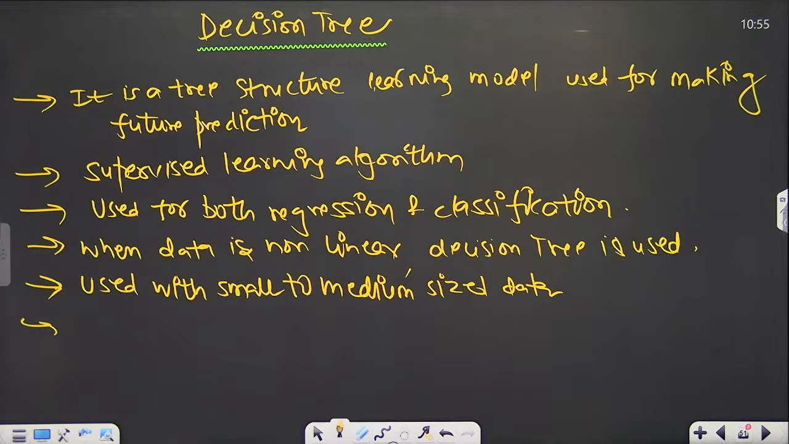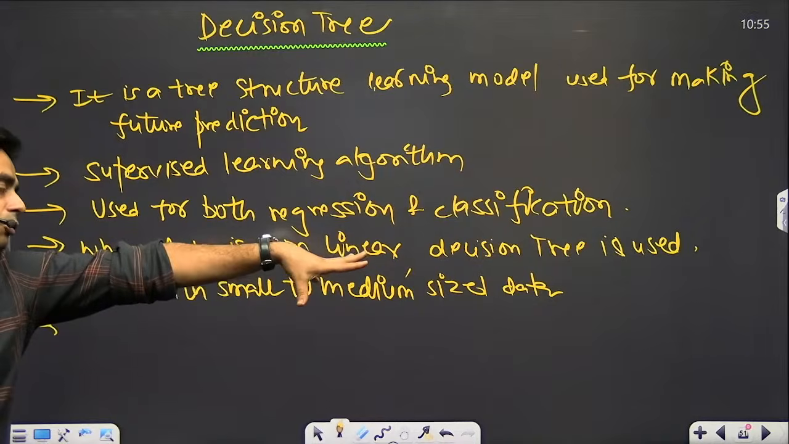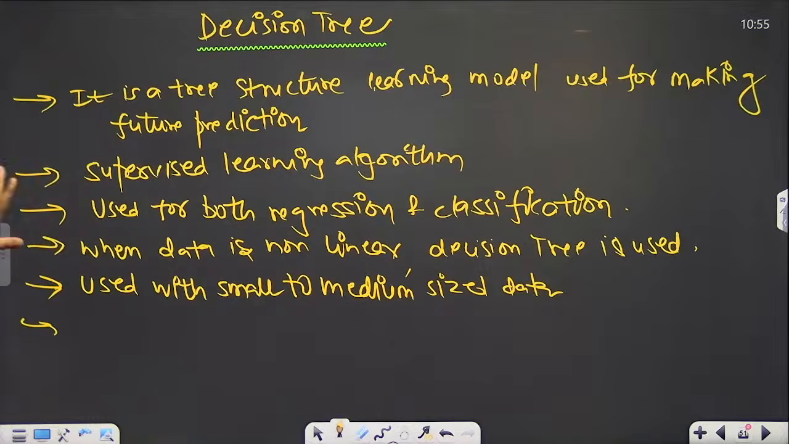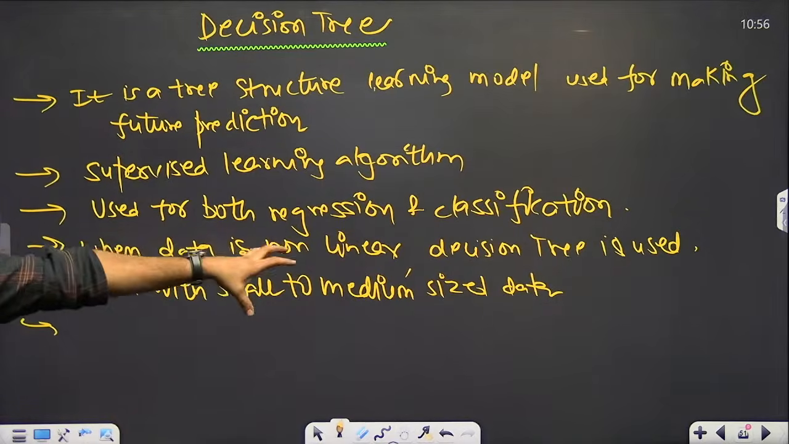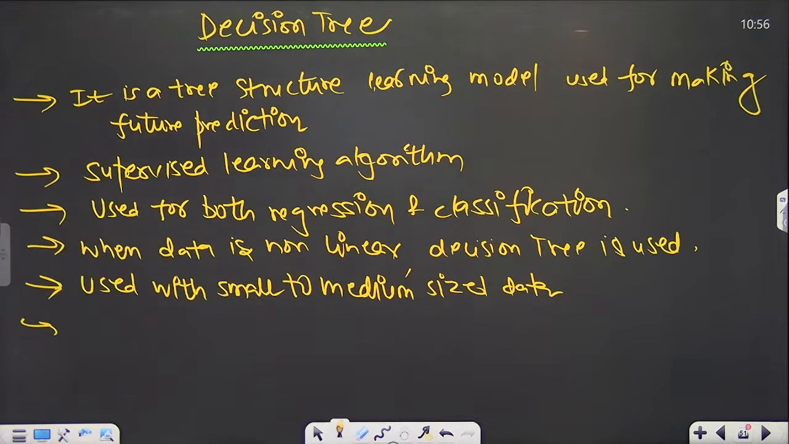I would not give you any measure to tell whether data is small or medium. Generally it is said that with very large data we don't use decision tree, but there is no reference for measuring what is large data and what is small data.